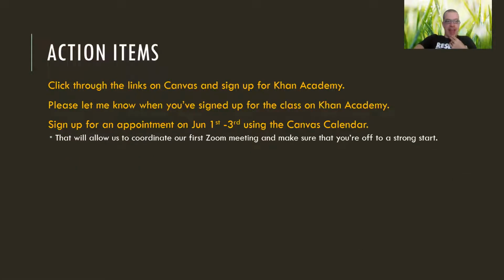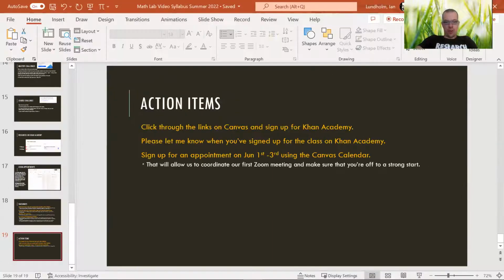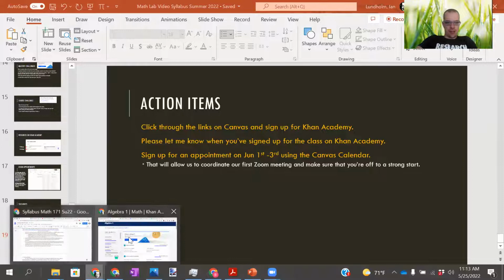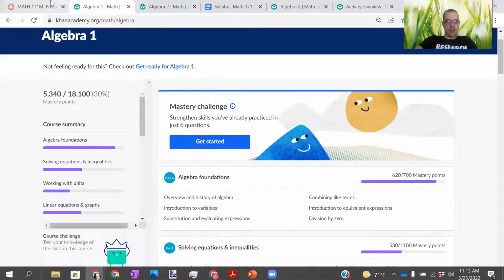In terms of action items, go ahead and go to Canvas, click through those links, sign up for Khan Academy. And when you've done that, please let me know that you signed up for the class on Khan Academy so that I can confirm things, and then sign up for an appointment on the Canvas calendar. So real quick, I'll show you where to do that on Canvas. Let's go here.